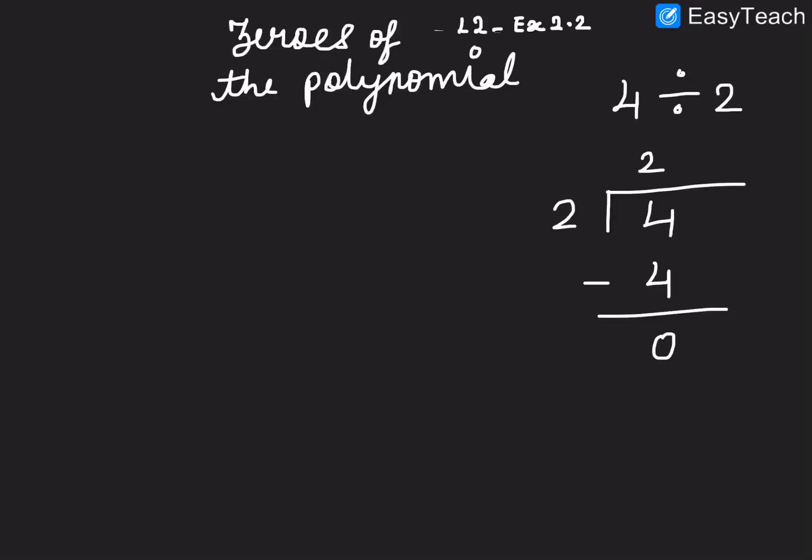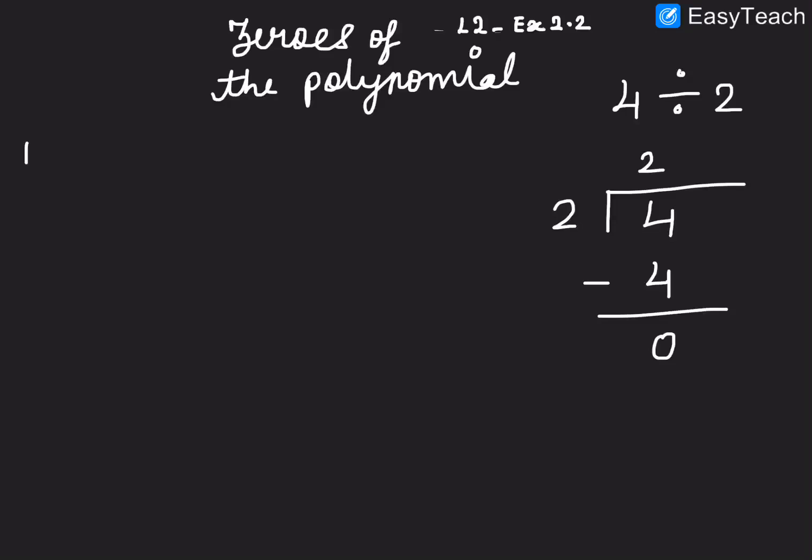Now coming towards the question part: what is a zero of the polynomial? It means that if you put a value in the given expression and the answer is equal to 0, it satisfies the equation. Let's take a simple example to understand.